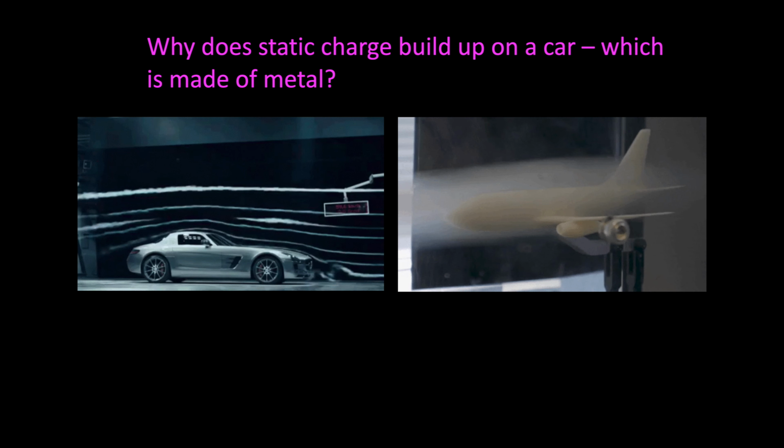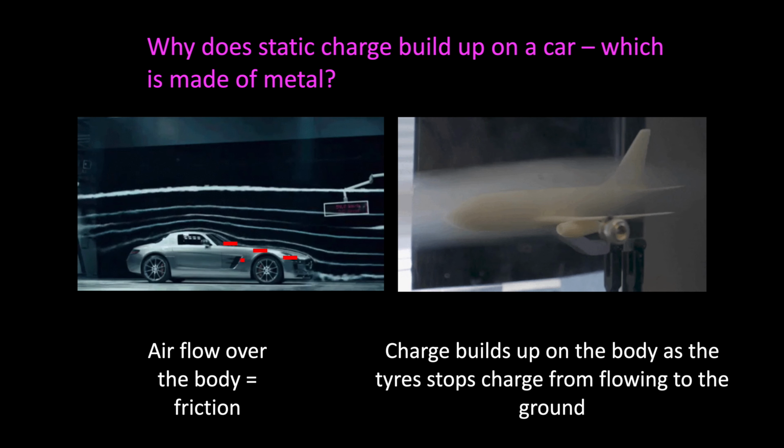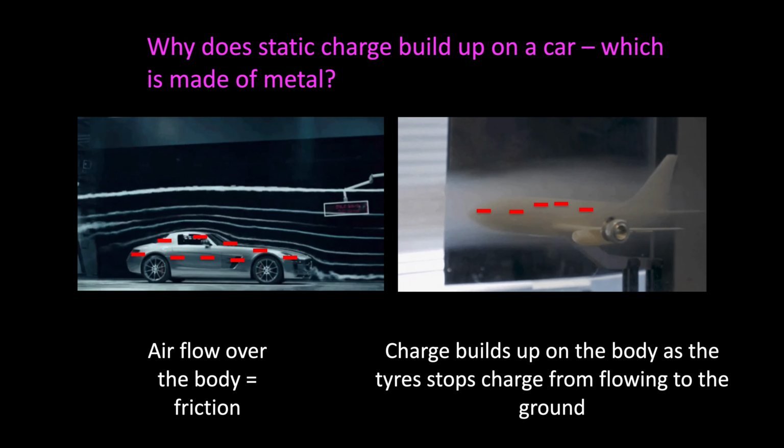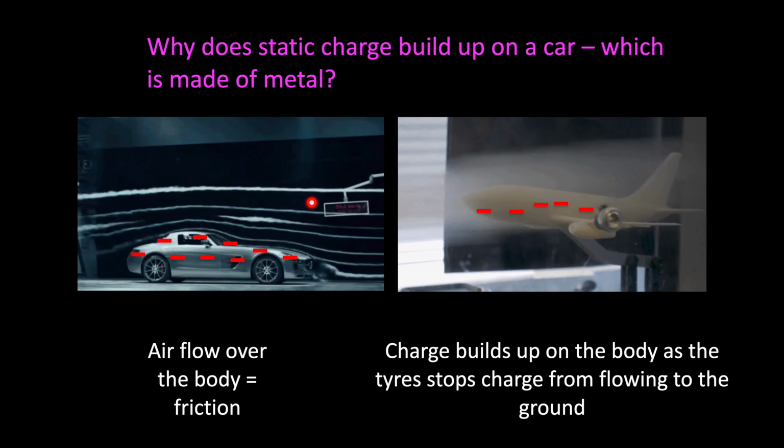Here we have a car and a plane. Based on these images, how do you think static charge builds up on their bodies? Pause the video and think. As we can see, this car and this plane are exposed to a lot of wind. And this wind creates a great deal of friction. As we saw, this friction causes a negative charge to build up on each body, on both the car, as we can see here, and the plane.